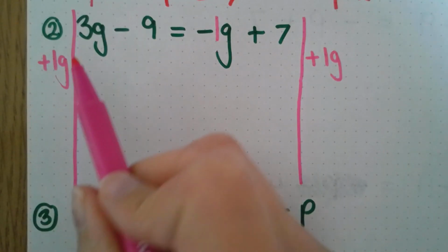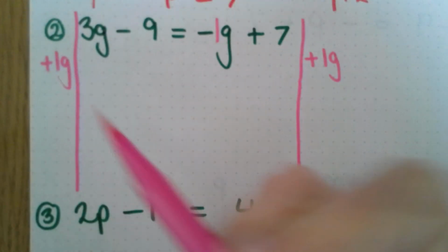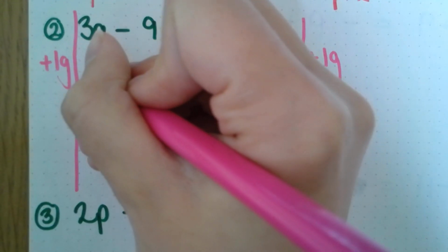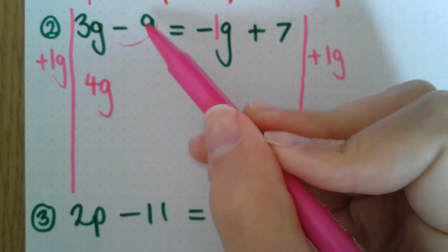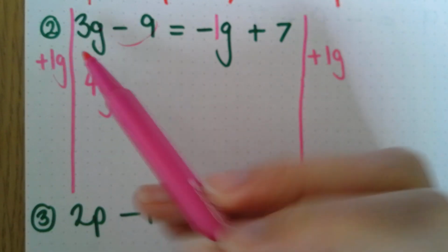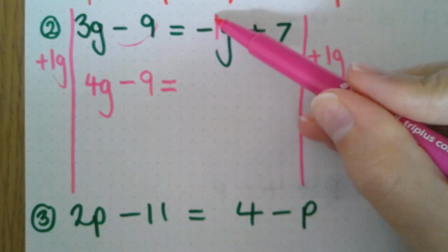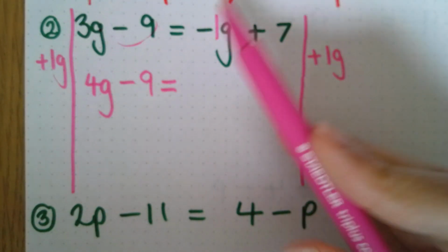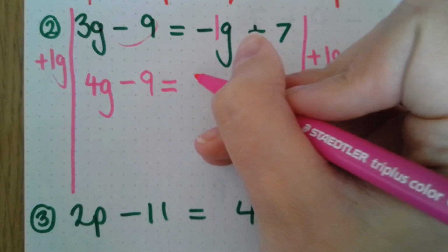Okay, so 3g add 1g is 4g. I can't do anything with this minus 9 or negative 9, because that's got g's in, that doesn't. So I can't do anything with that. So that stays the same, equals negative 1g, add 1g, or take 1g, add 1g, they disappear, so you're just left with 7 on that side.